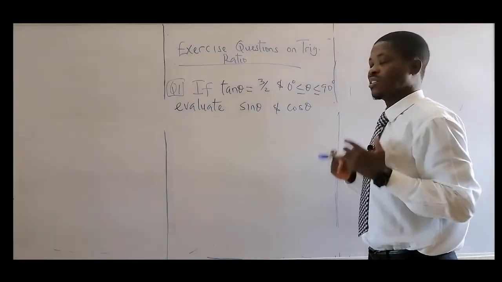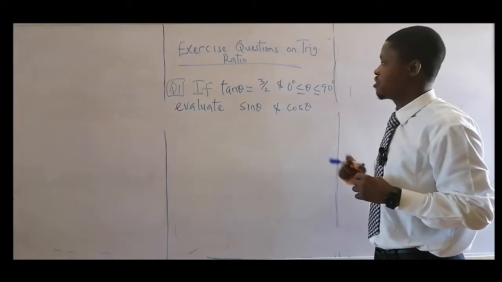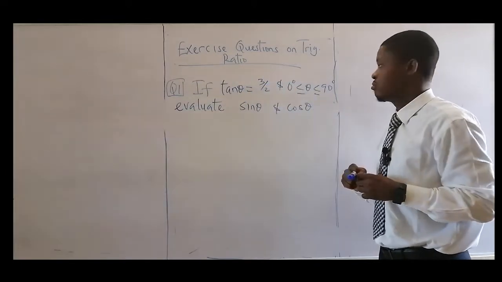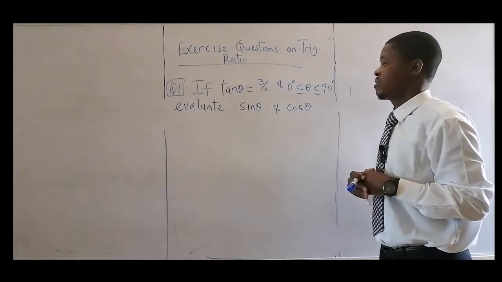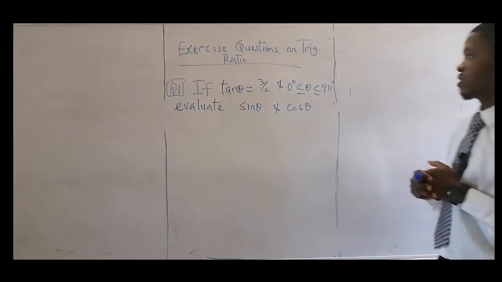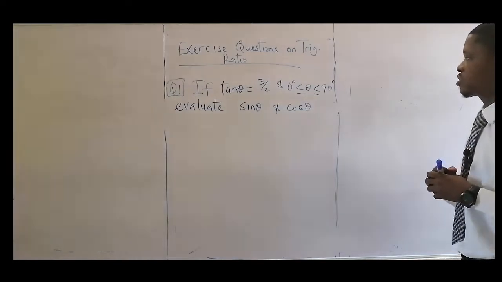We're looking at some exercise question, okay? And we have a question here. If tan theta is 3/2, and the range of theta is between 0 and 90, evaluate sine theta and cos theta. So what we do, there will be two ways to approach these questions.